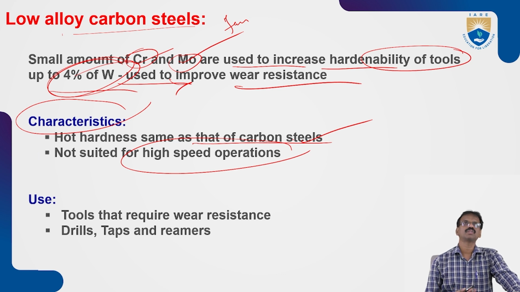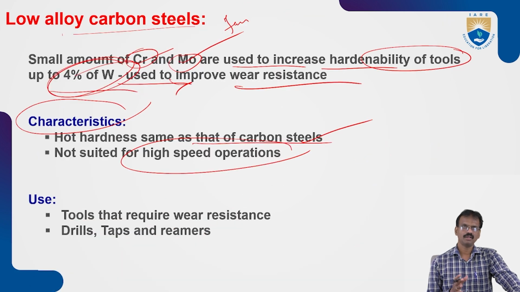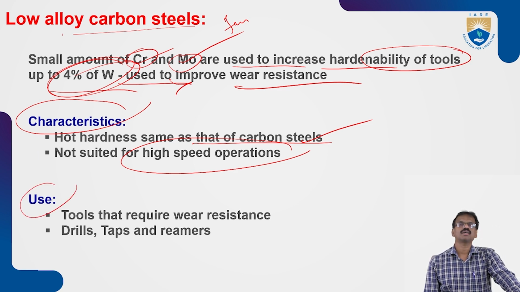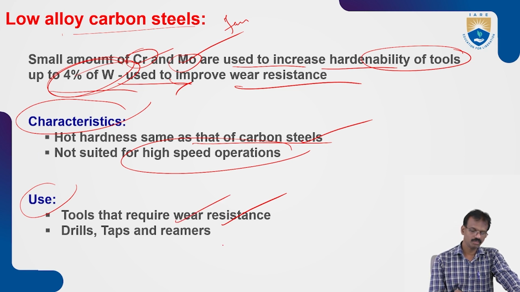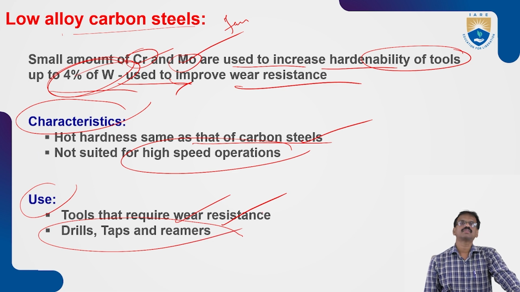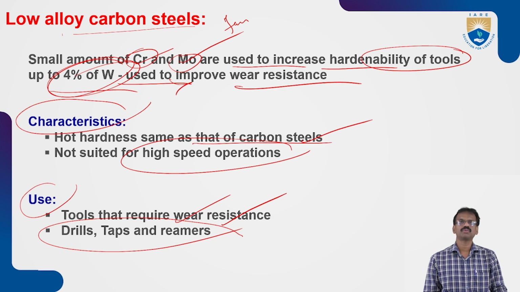It is very similar to the previous one, that is the plain carbon tool steel. But compared to that one, it has good wear resistance also. Next, we will see the different uses of low alloy carbon steel tools. These are tools that require wear resistance. They are used to make drills, taps and reamers, so reaming tools, tapping tools and drill tools. For manufacturing of those tools, this type of alloy carbon steel is used.